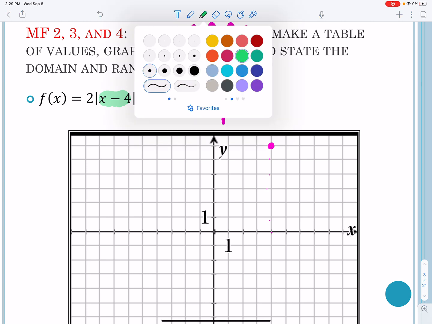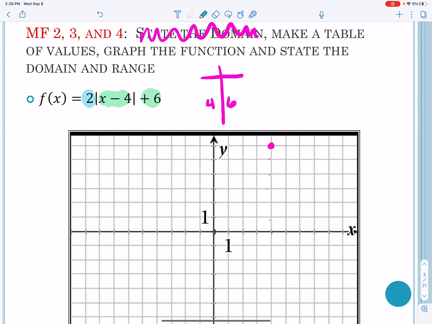Now, because of this 2 outside, I am going to stretch it. So since I have the 2 outside, I could put in 3, right? If I put in 3, 3 minus 4 is negative 1. The absolute value is 1. 1 times 2 is 2 plus 6 is 8. So I know I have a point at (3, 8), and I also have a point at (5, 8) because it is symmetrical. Okay, and so then I could also put in 6 and 2. Those would give you the same answer.